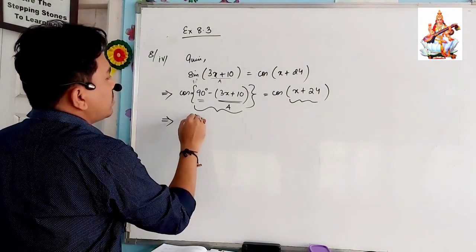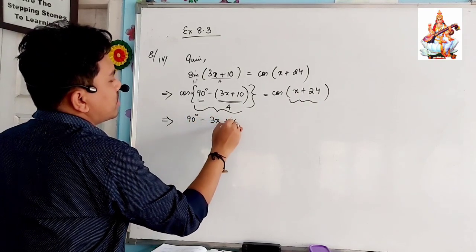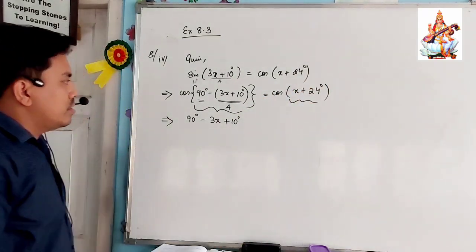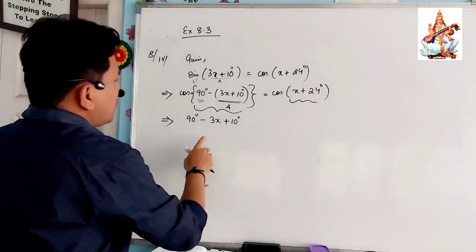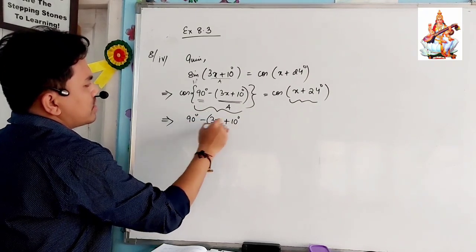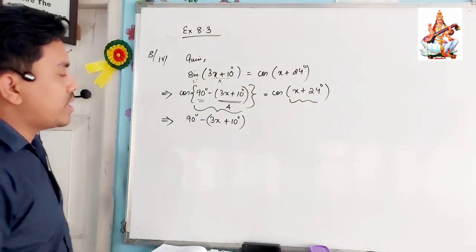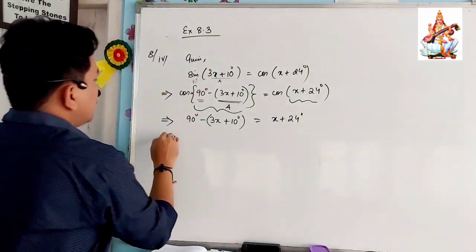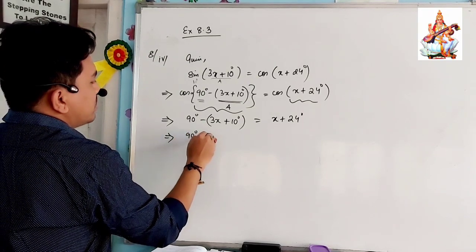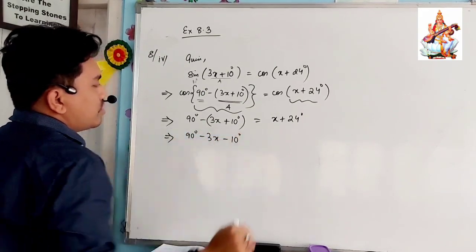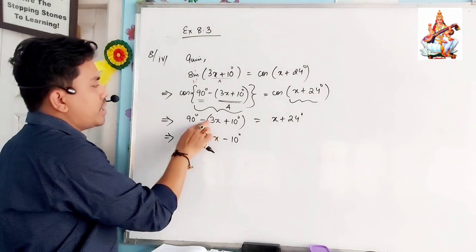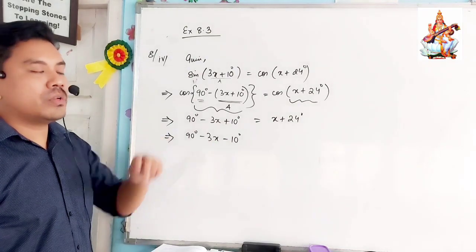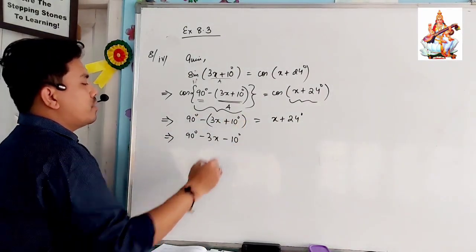So 90 degree minus 3x plus 10. This should be in degrees; in the question it is not given, they are mistaken. Now 90 degree minus 3x plus 10. See, the bracket was there. Don't forget this bracket. And here what is there? x plus 24 is there. So 90 minus 3x minus 10 degree. Have you understood why this bracket is important? If you don't give the bracket, can you see the change? If you write in this way, it will be wrong. You will not get the result. So the bracket is important.